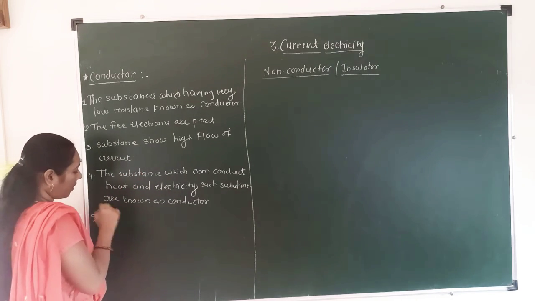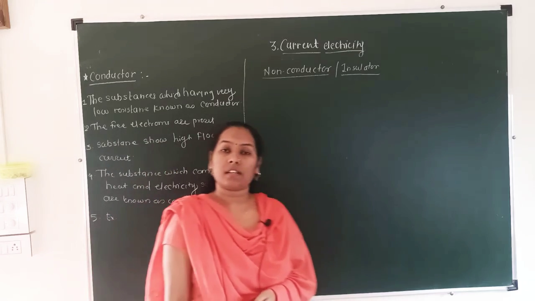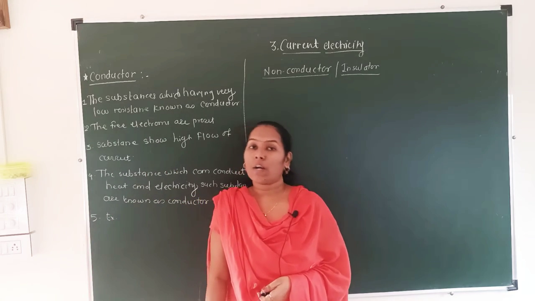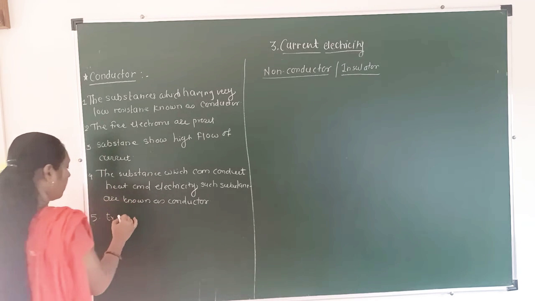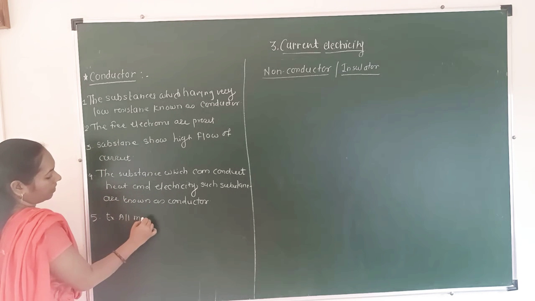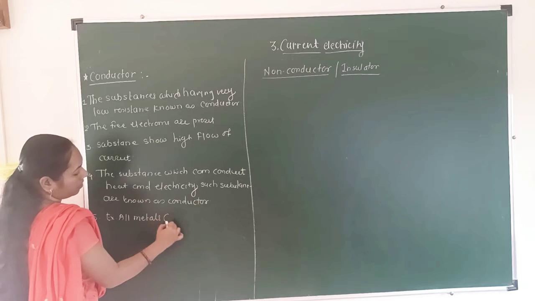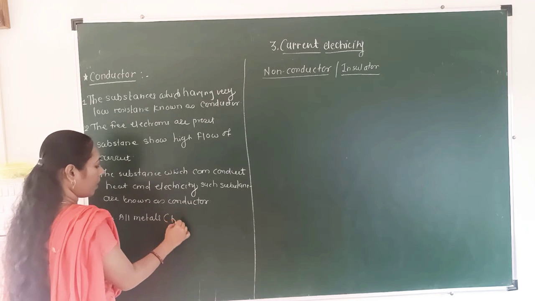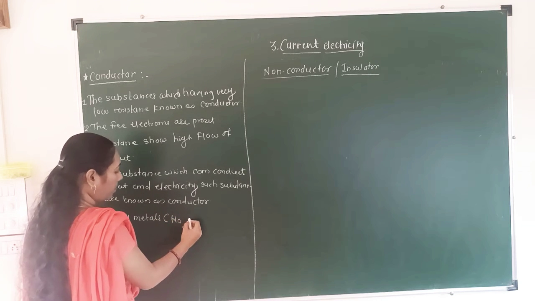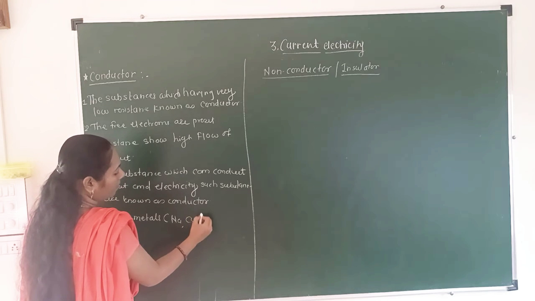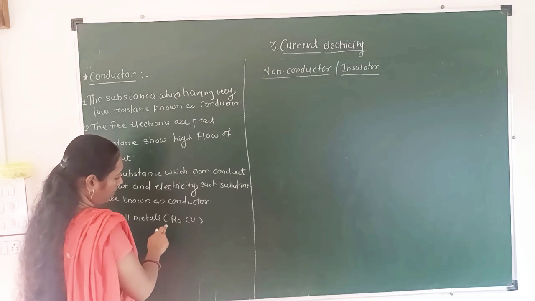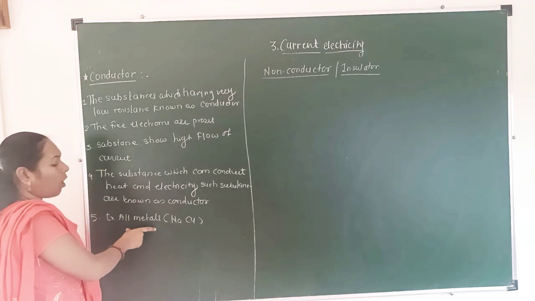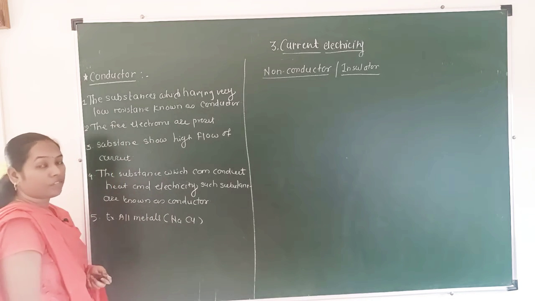Fifth one, example of conductor. Which substances are known as conductors? All metals are known as conductors. So here is the example: all metals, such as sodium or copper. All metals are examples of conductors.